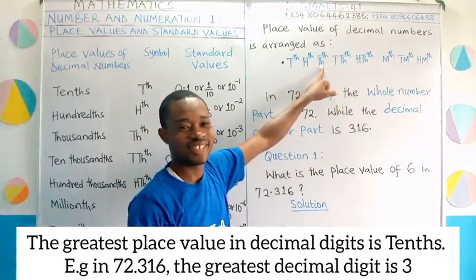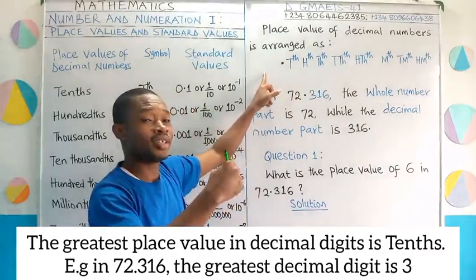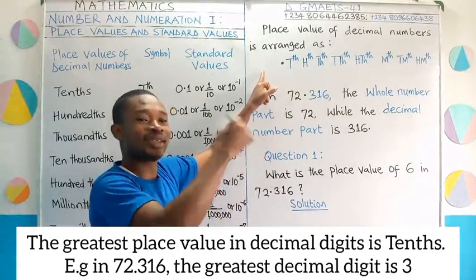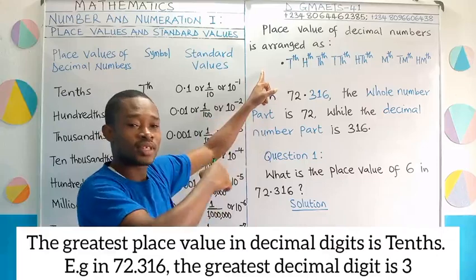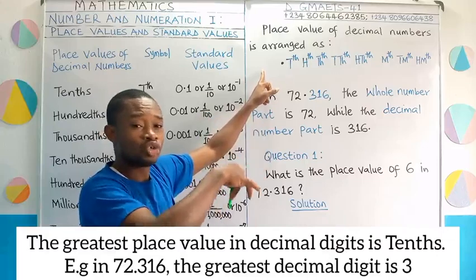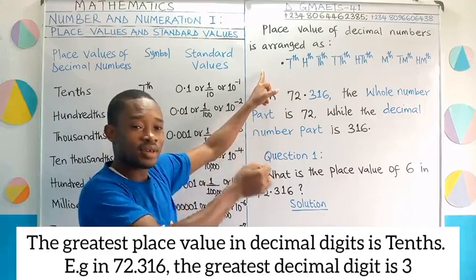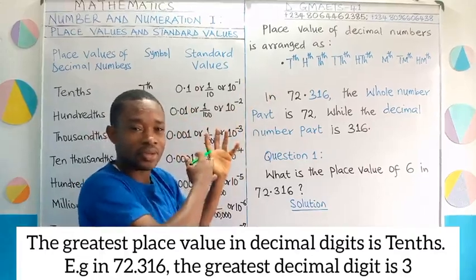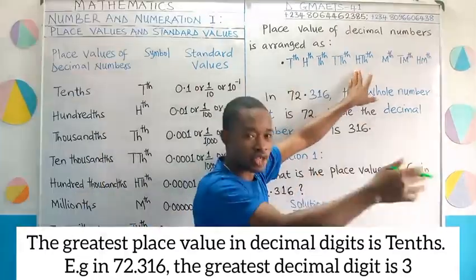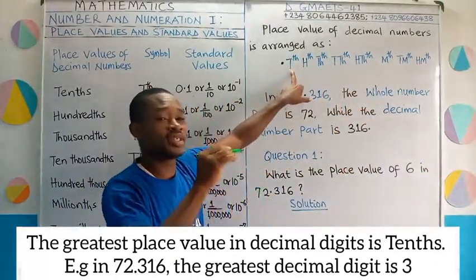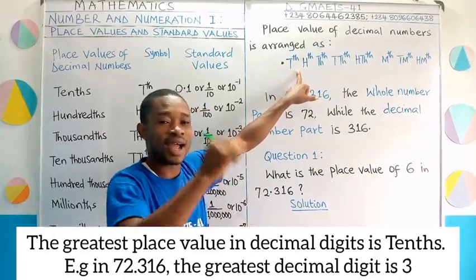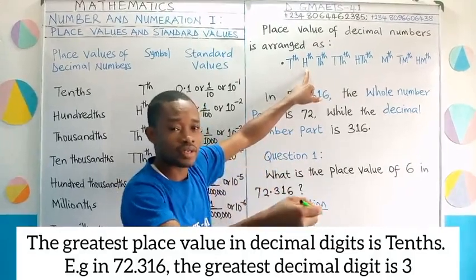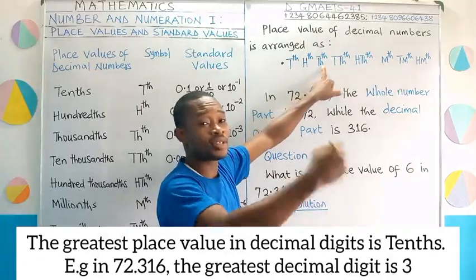Take note of that. You remember for whole numbers, starting with unit, unit is the smallest. Unit is smaller than tens. Tens is smaller than 100. 100 is smaller than 1,000. 1,000 is smaller than 10,000, and in that order for whole numbers. But if you come to decimal digits, the decimal part, tens, which is the starting point, is the greatest number, is the highest number, is the biggest number. Tens is bigger than hundreds. Hundreds is bigger than thousands.